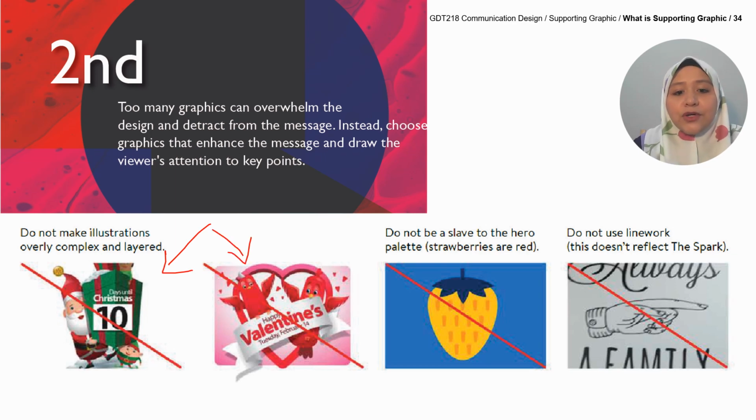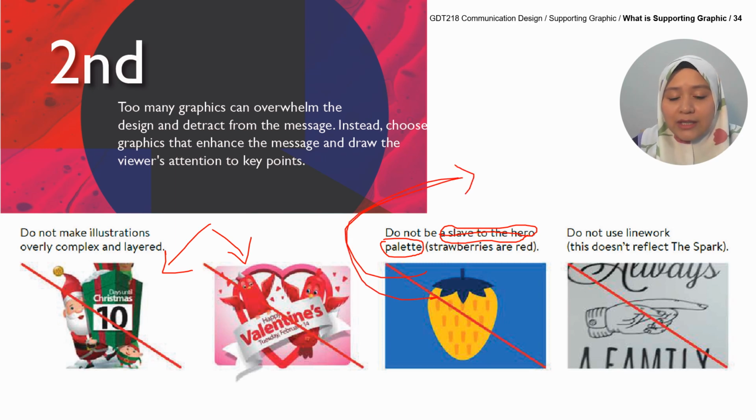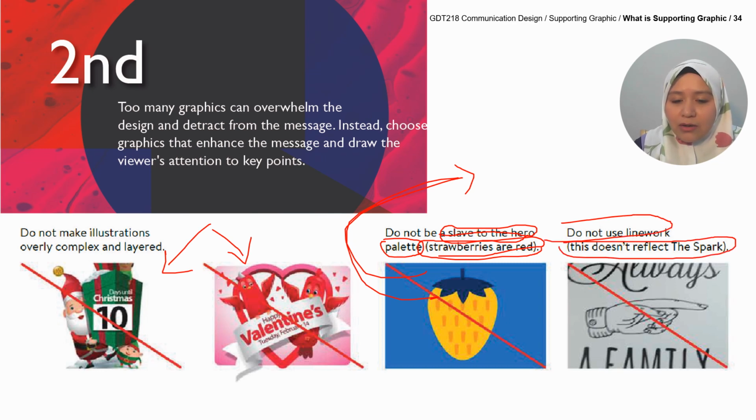Okay, and do not be a slave to the hero palette of the Walmart, which means that we do have blue and yellow. So do not be a slave of it. Okay, strawberries are red, and do not change the true color of the subject matter. Do not use line work because this doesn't reflect the spark of the symbol from the Walmart logo.